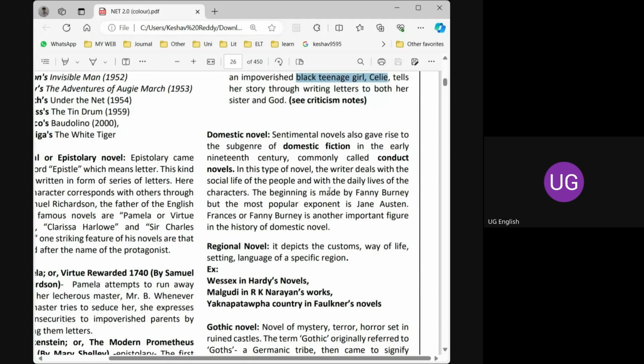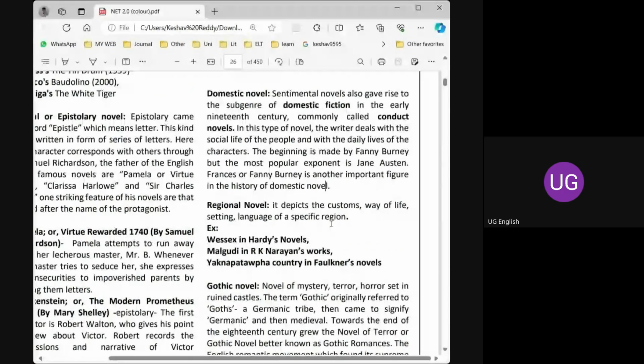And the domestic novel, this is again a sentimental novel. It's called a subgenre of domestic novels. Sentimental novel. This is related to domestic events, the lives of ordinary people, and this is a form of novel writing by Fanny Burney and Jane Austen, very important writers.